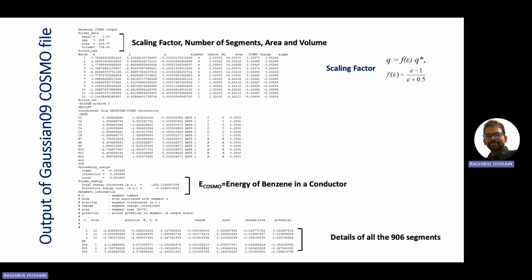So this will go on, it's a big file. I'm not showing the intermediate points. It will go from 1 to 906 because we have 906 segments, and all of these are available here. For example, the last one is atom 1. Atom 1 is this atom, a carbon atom. For this carbon atom, the XYZ coordinates, charge, area, and charge per unit area are given. You see it has a negative potential as compared to hydrogen. So you will be finding this out.